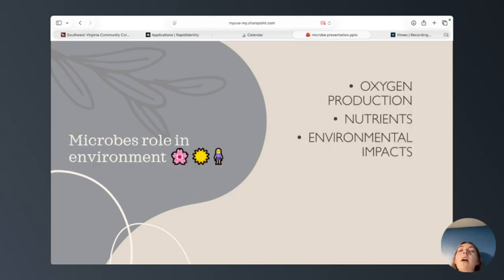All right. So what is the microbe's role in an environment? Microbes play a very important role with oxygen production. They are releasing that back into the air. Nutrients. They help recycle nutrients, break down what we need to, and help build back up. And we have environmental impacts. They can maintain an ecosystem balance.